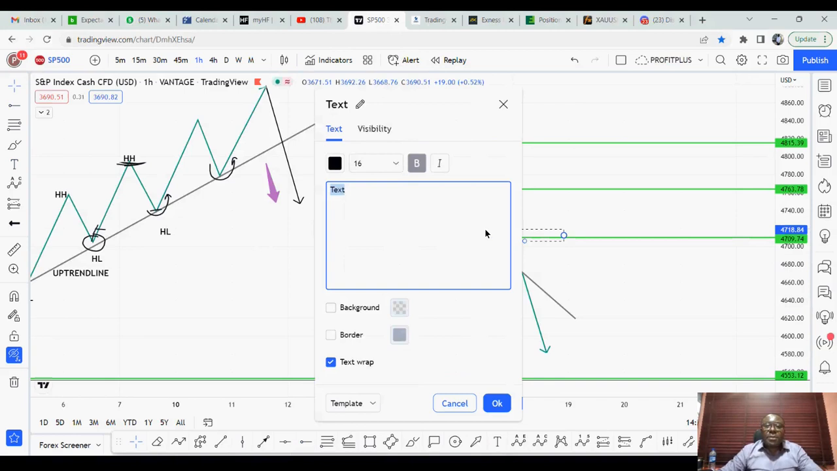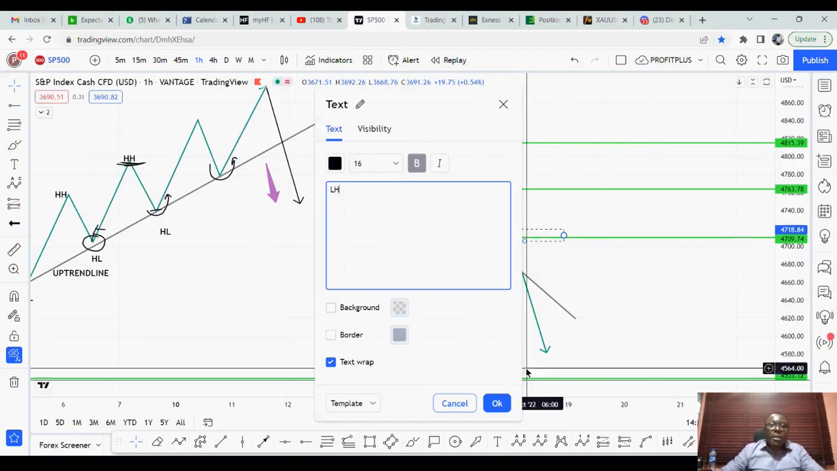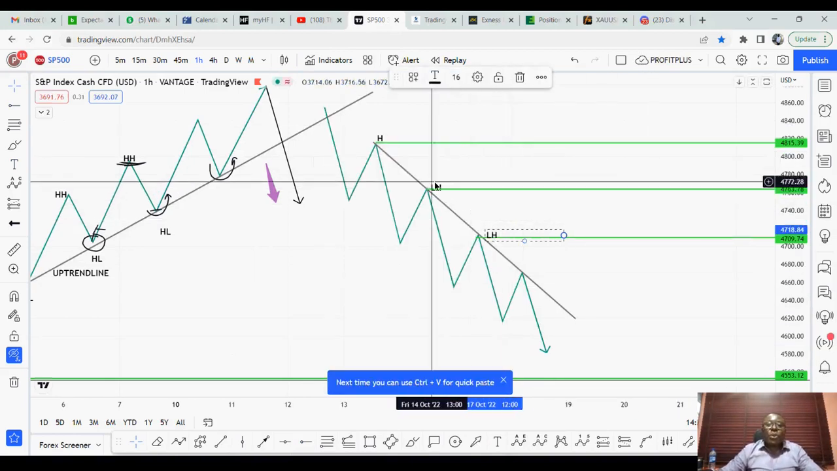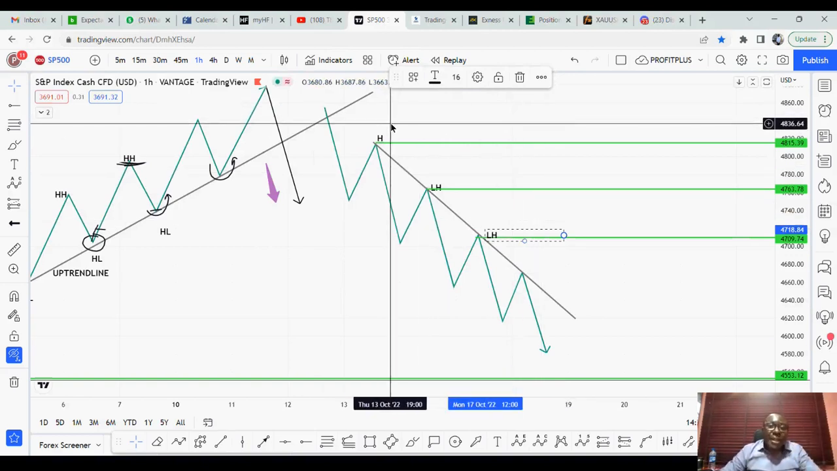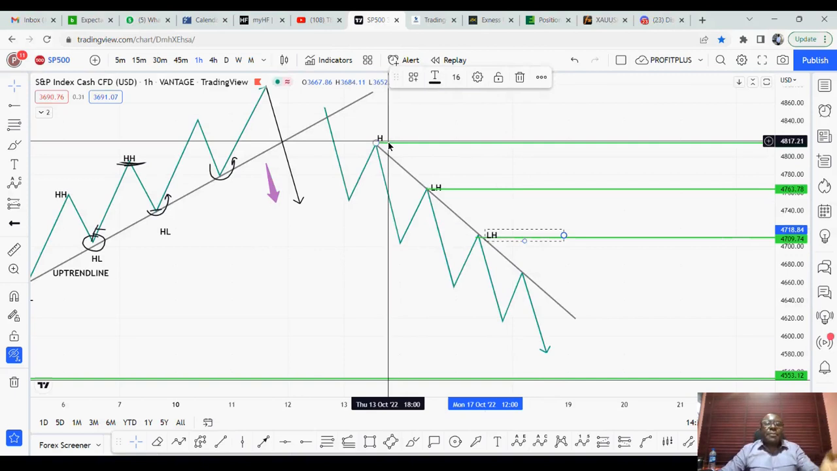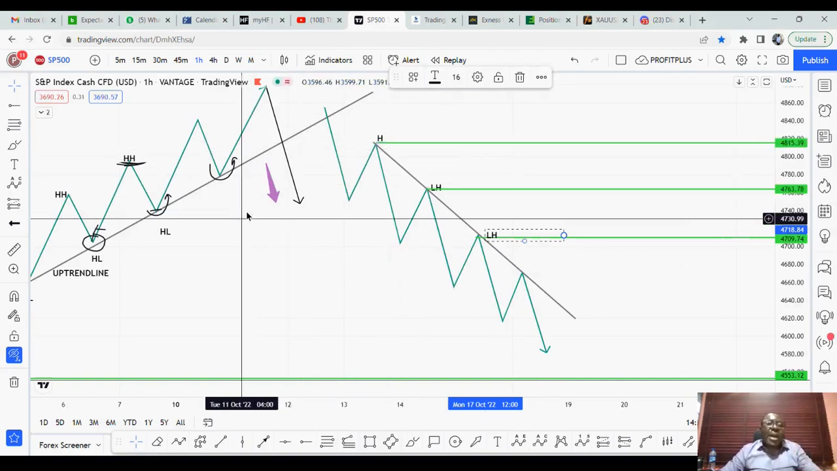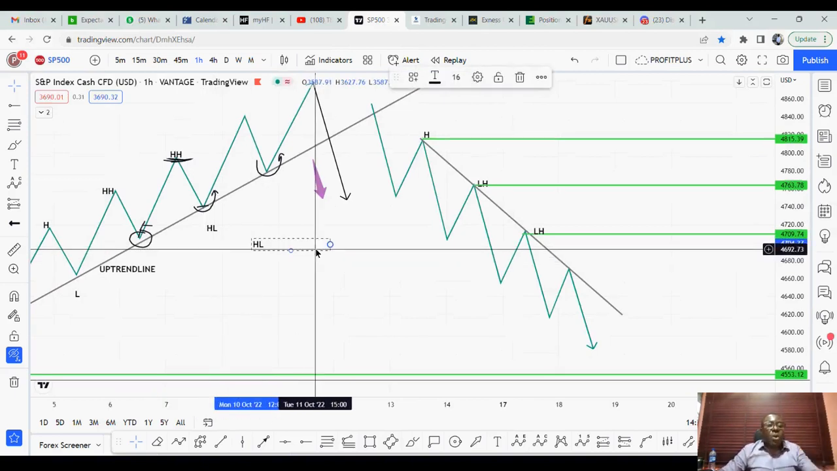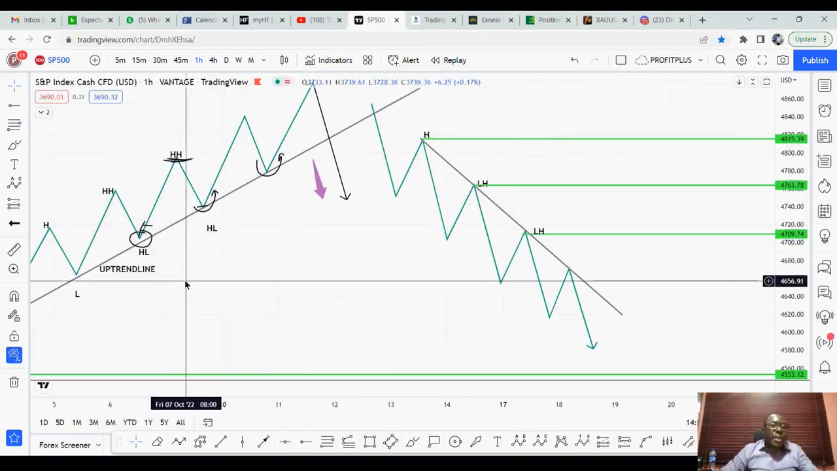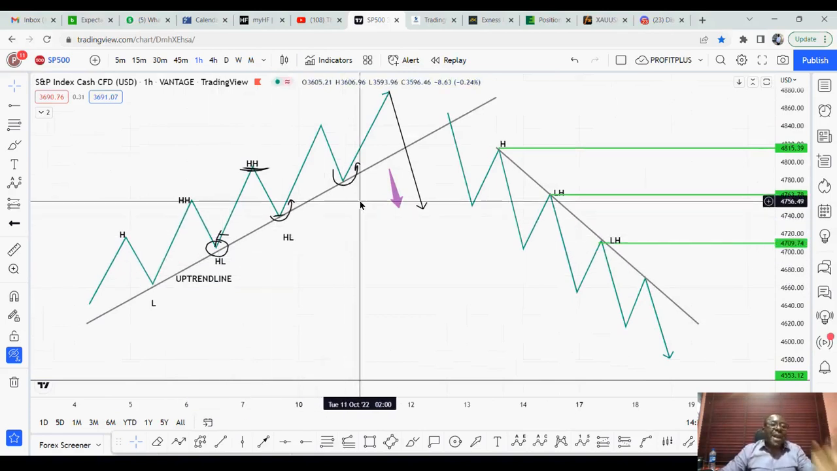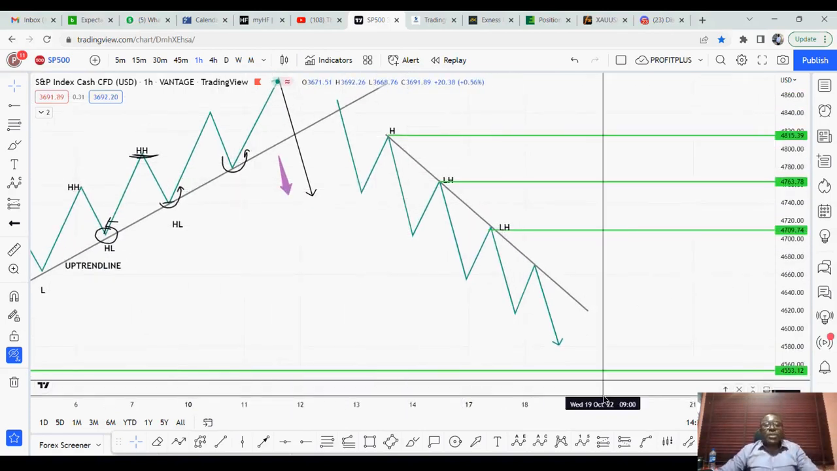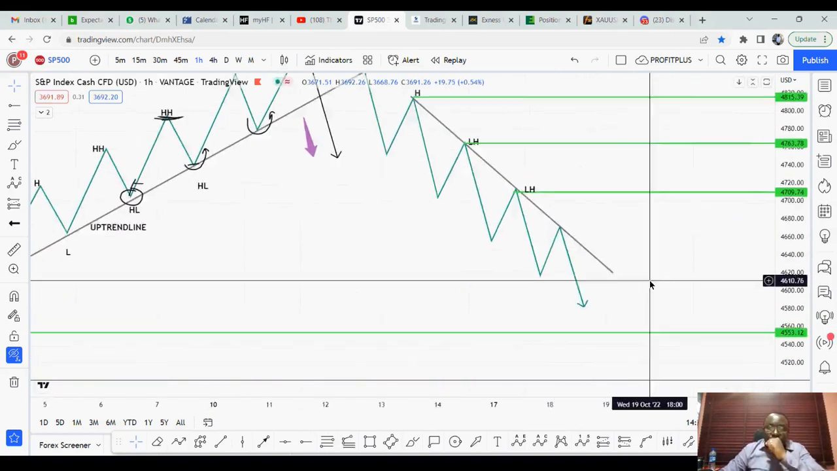Here again is our next lower high, LH. So we are drawing the downtrend line, joining at least the very first 1, 2, 3 lower highs. The same thing for the uptrending market. We are joining the very first 1, 2, 3 higher lows. All right. So this is a trending market.